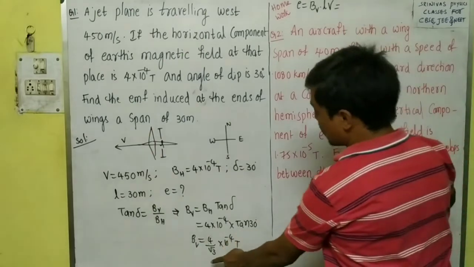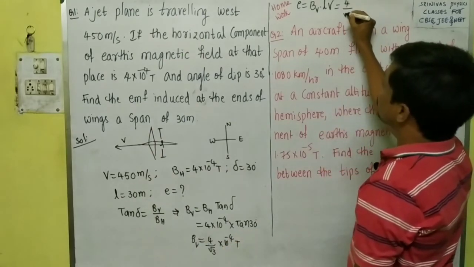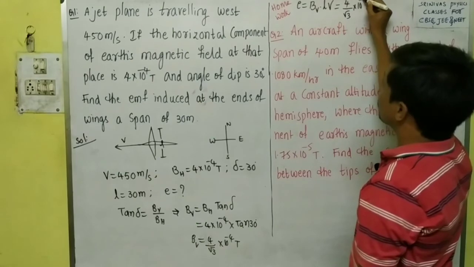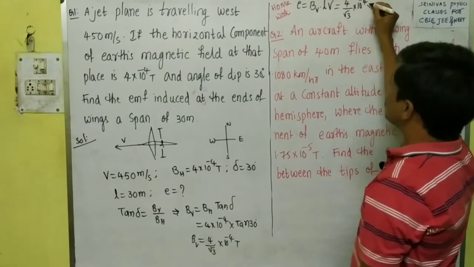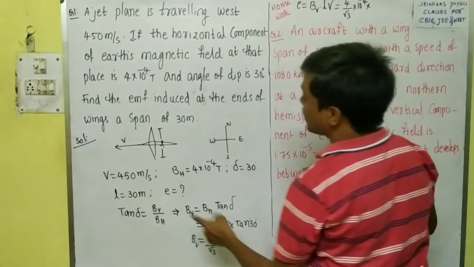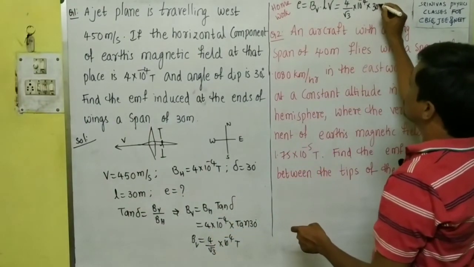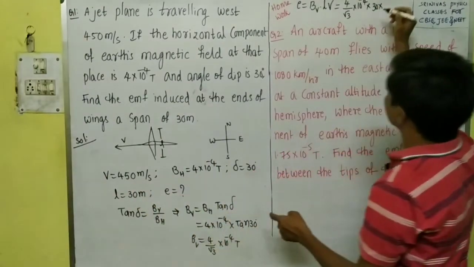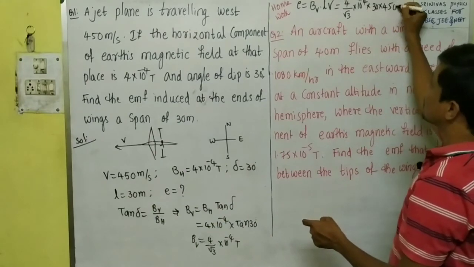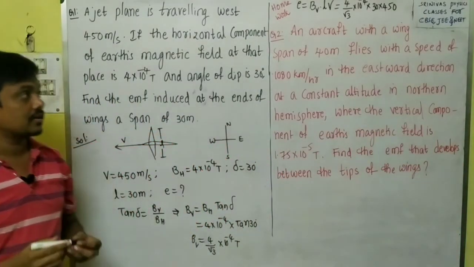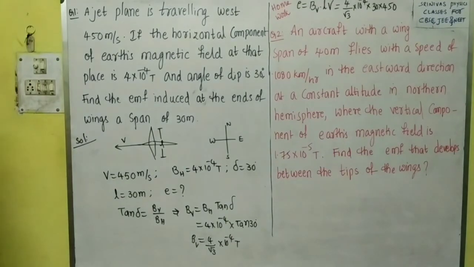Then the BV value here we got is 4 by root 3 into 10 to the power of minus 4 into BL, L is 30, into velocity 450. Right, now we have to simplify this, and then you will get the answer. Okay, and now this is the induced EMF across the wings. And now my question is that one homework I am giving, right? And then how to simplify this, how to solve this homework.